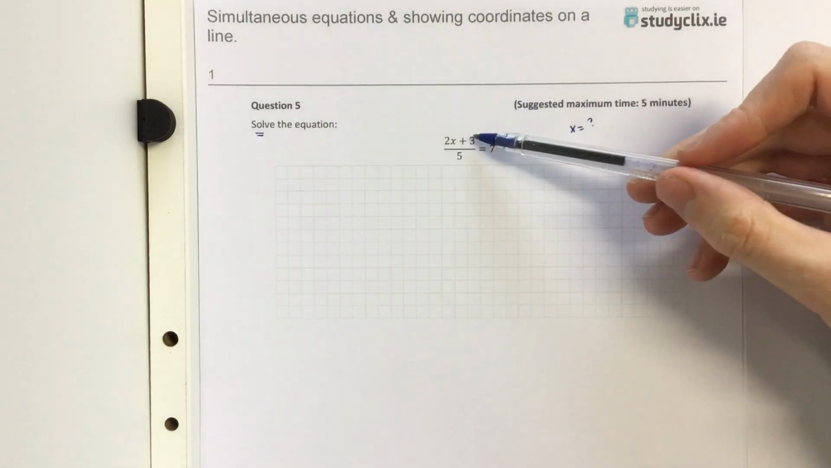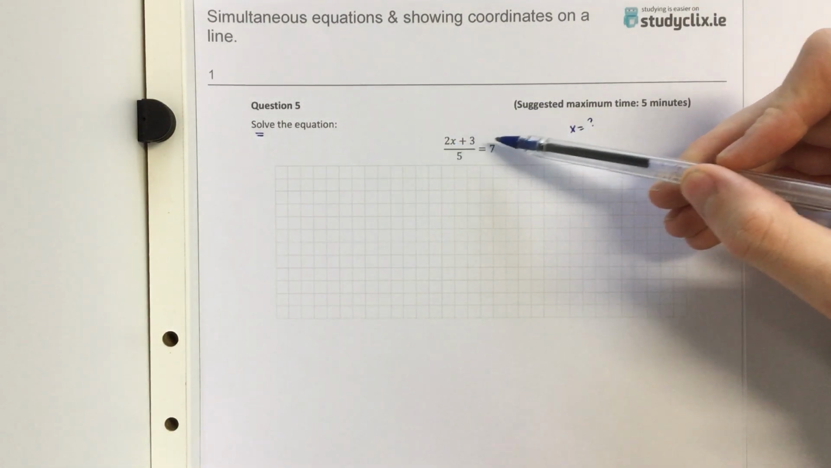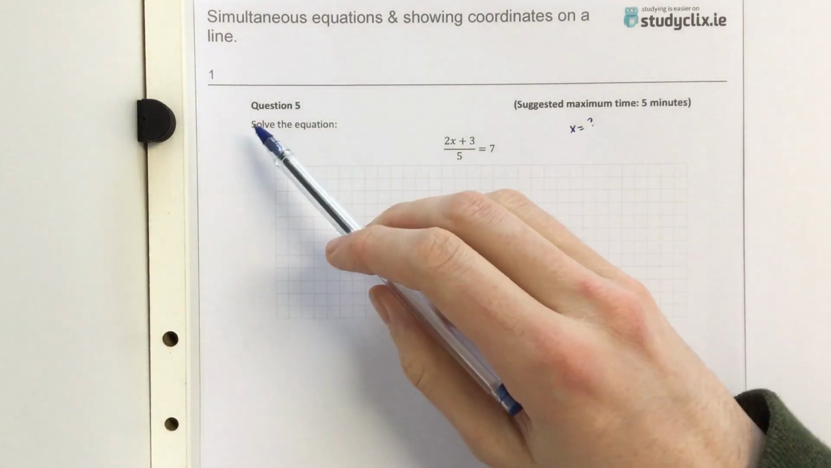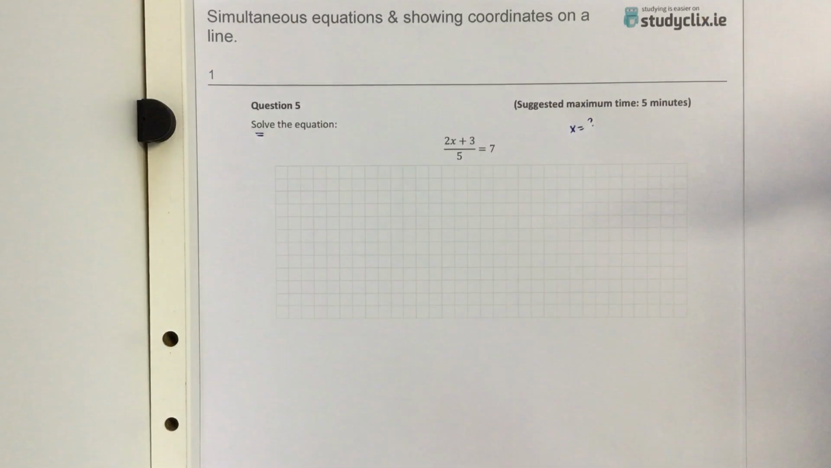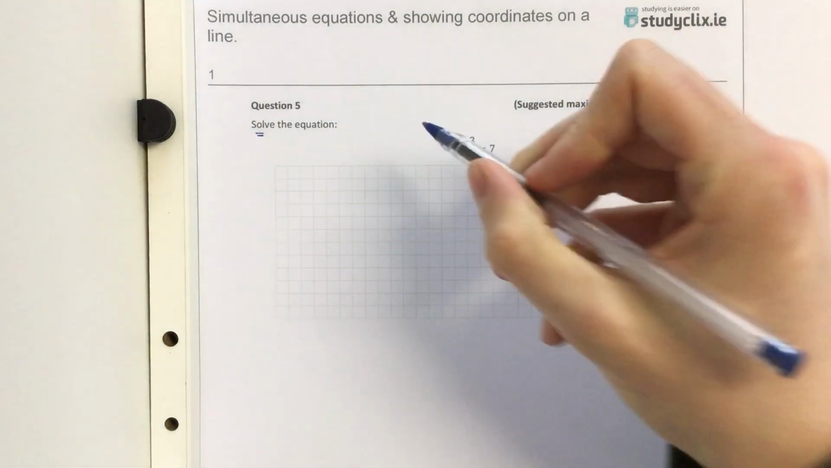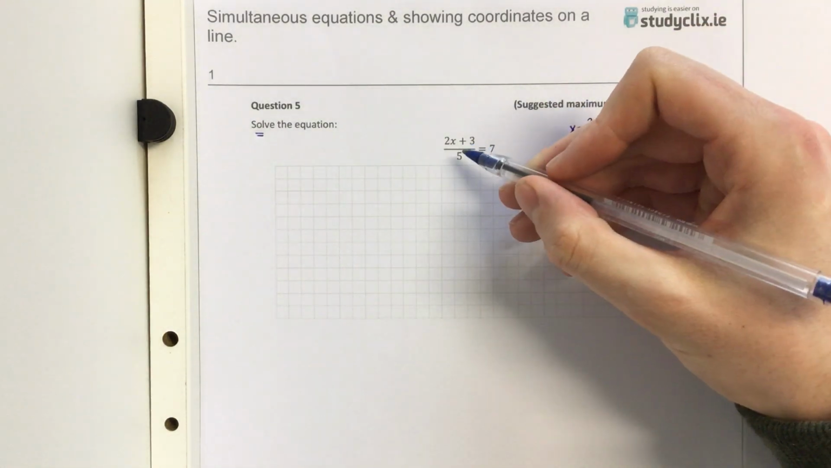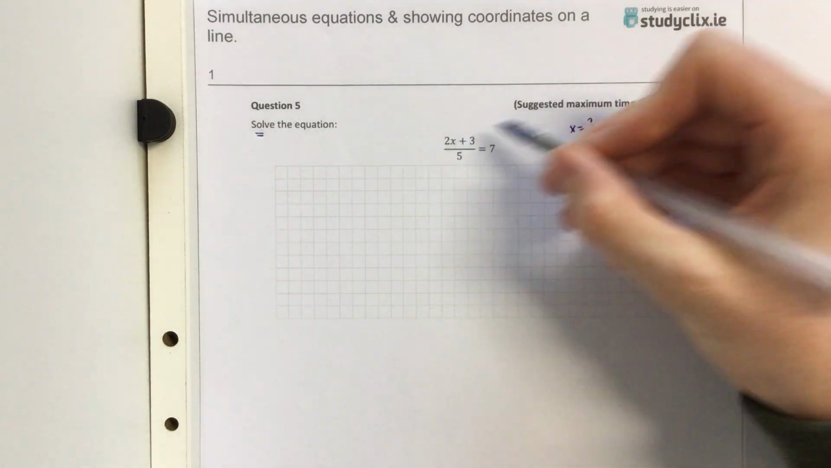We have a fraction, 2x plus 3 over 5, which is equal to 7. Now it asks us in this question to solve the equation, so therefore we need to find the value of x. So in order to solve this, I have to get rid of the fraction. I have a choice. I could multiply both sides by 5 in order to get rid of this fraction, because what does this fraction actually mean?